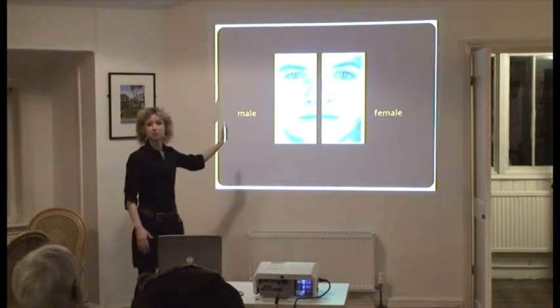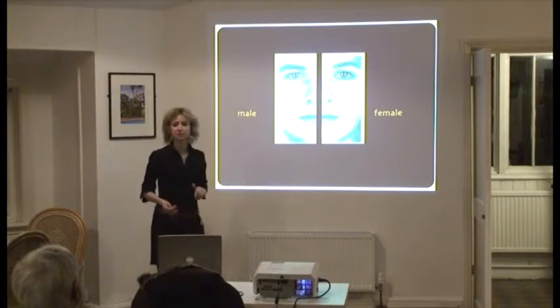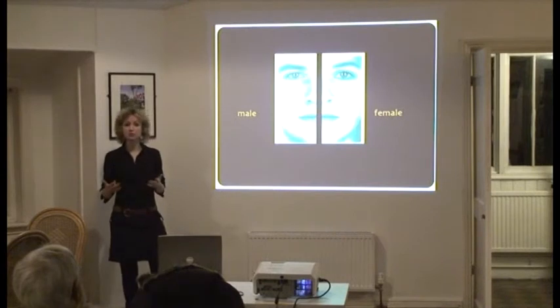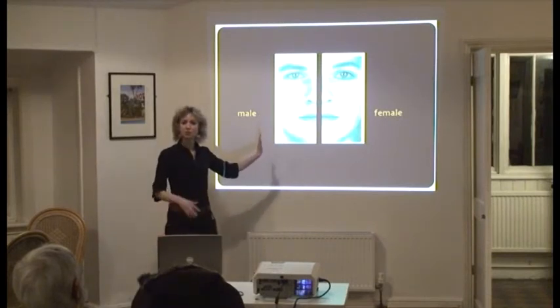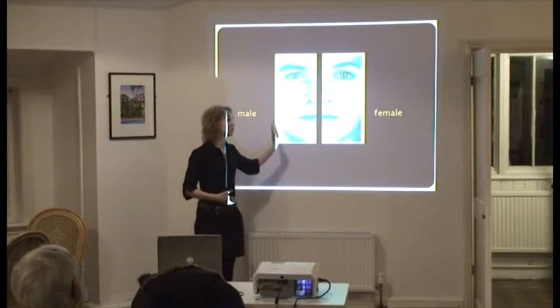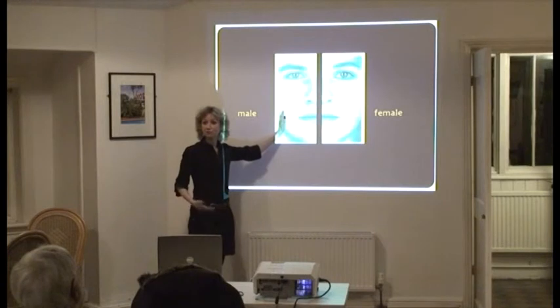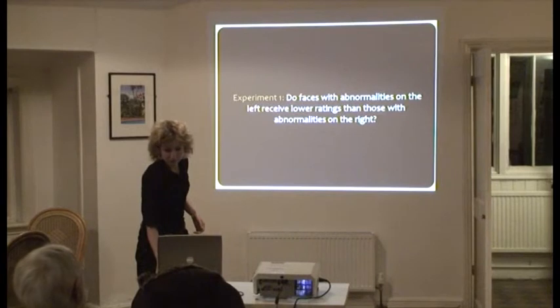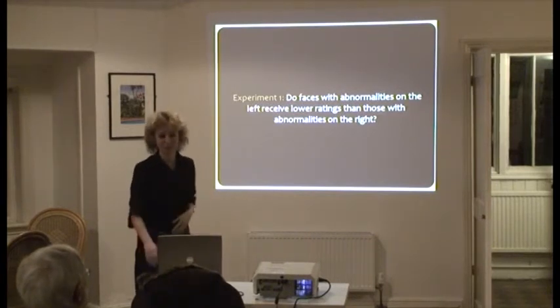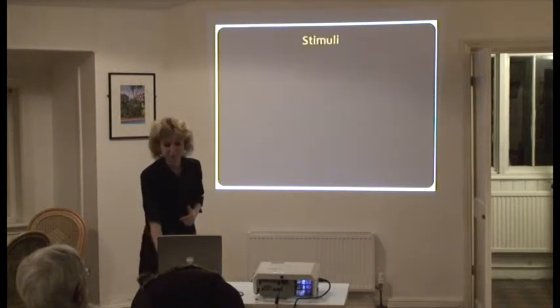And we do that when making judgments of things like age, gender, attractiveness, all these types of things. So after reading about this, my thoughts were, what happens if an infant or an adult even has an abnormality on the left-hand side of the face? Will this disrupt the perception of cuteness and attractiveness more than if it was located on the right, simply because we're looking at the left all the time? So my question was, do abnormalities on the left receive lower ratings than those with abnormalities on the right?